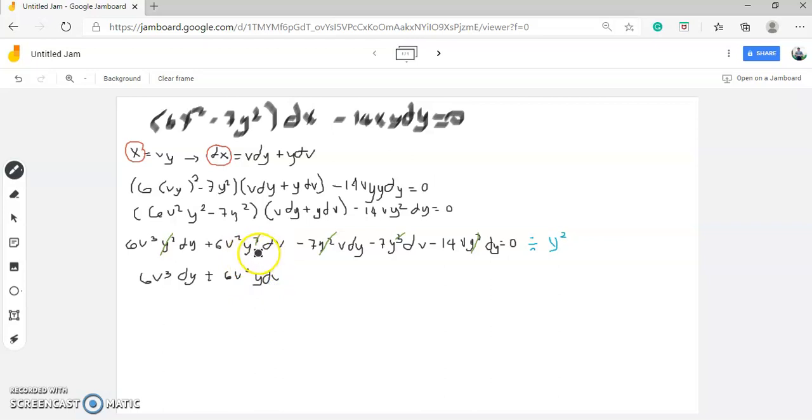dv, because this is y cubed, dv minus 7v dy minus 7y dv minus 14v dy equals 0. From there, you combine those having the same derivative, dy or dv, combine those.